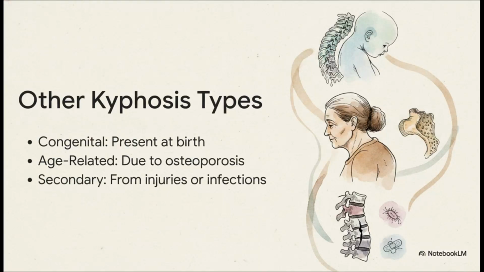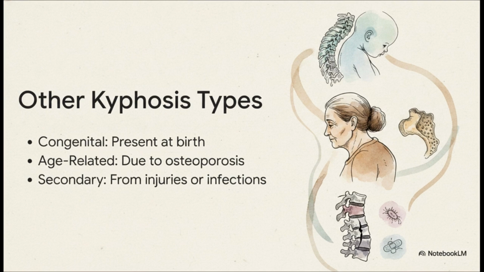But the list doesn't stop there. We have 3 more critical types to cover. Congenital kyphosis, present right at birth, usually caused by incomplete vertebral formation in the womb. Age-related kyphosis, primarily driven by osteoporosis in older adults. Weak bones lead to compression fractures, creating what we commonly call a dowager's hump.